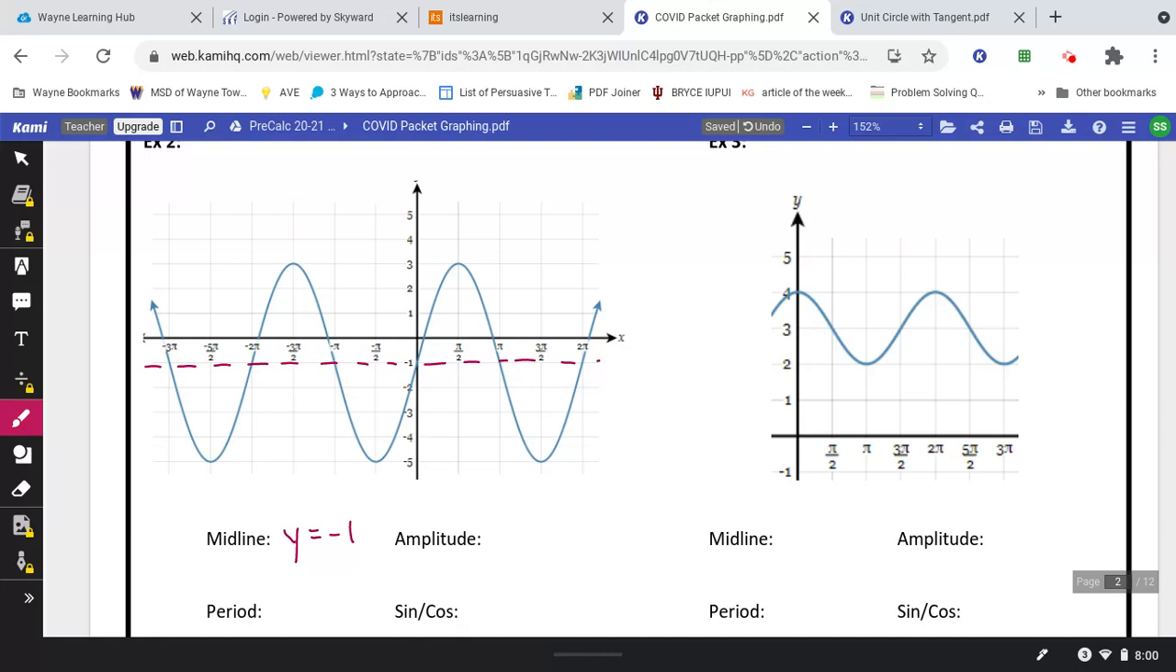The amplitude is how tall the graph is from the midline. So from the midline, count up to the top of the wave. I'm going to count up to here, and I notice it's 1, 2, 3, 4. The same is true from the midline down to the bottom of the wave. Those numbers will always be the same. Amplitude is 4.